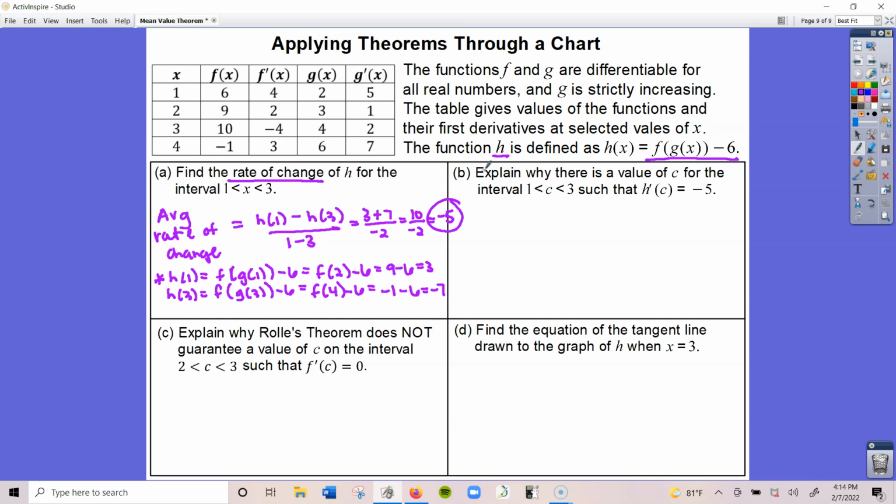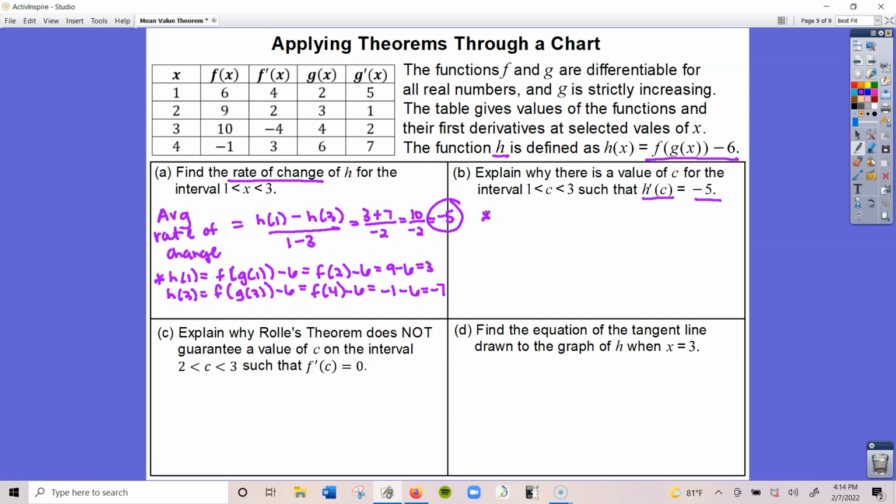For part B, explain why there is a value of c for the interval 1 to 3 such that h prime of c is equal to negative 5. So here what they're asking is, what is the interval that will give me an instantaneous rate of change of negative 5? I got here that my average rate of change in part A was negative 5.